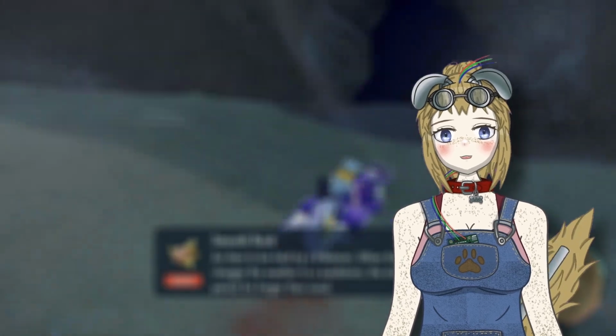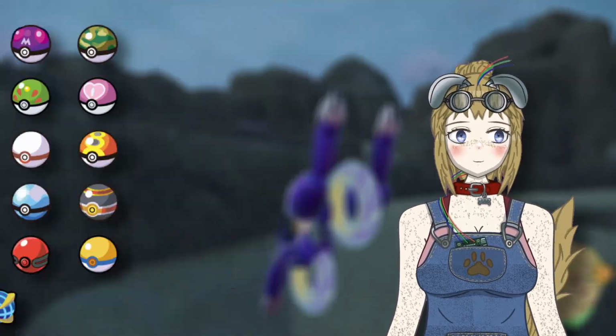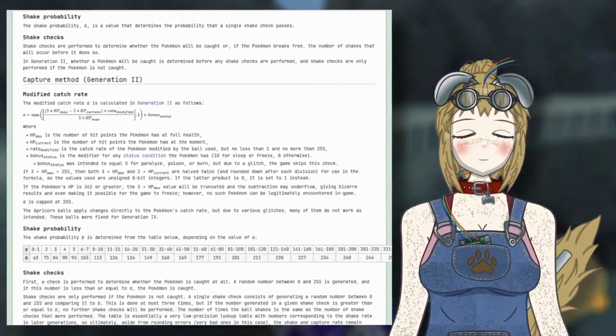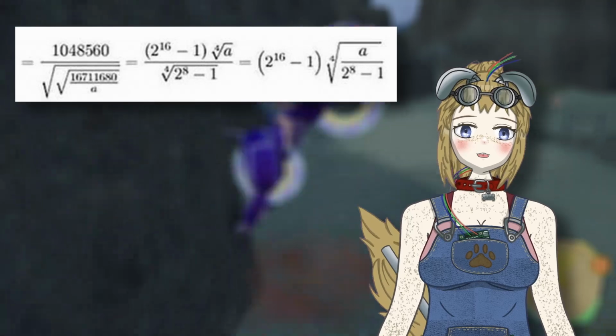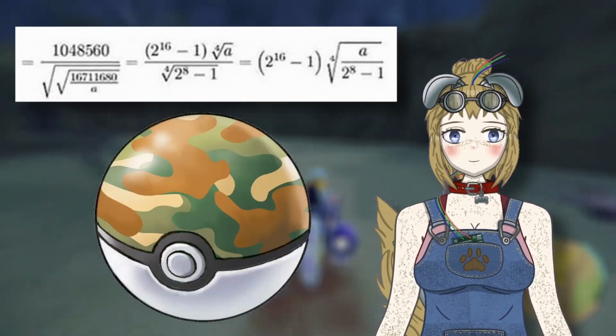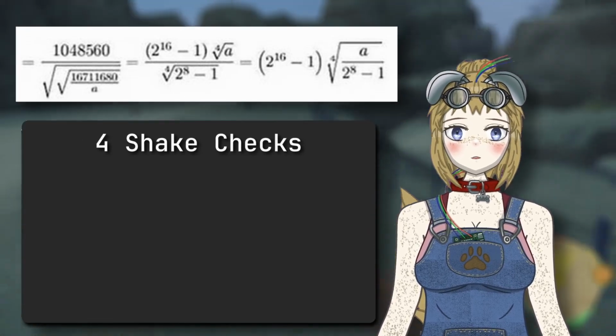Pokemon catch rate calculations vary between generations, games, areas, and Pokeballs. Lots of different equations have been used throughout the franchise. But today, we're only focusing on this one. This is the shake calculation for the mainline games in Generations 3 and 4, outside of the Safari games. When you throw a Pokeball in Gens 3 and 4, 4 shake checks are performed.